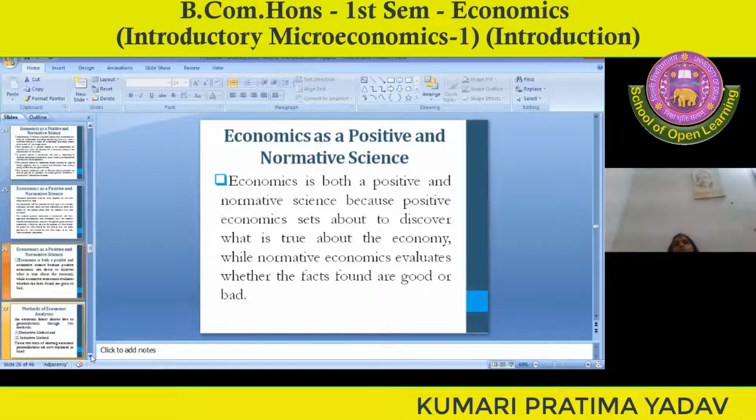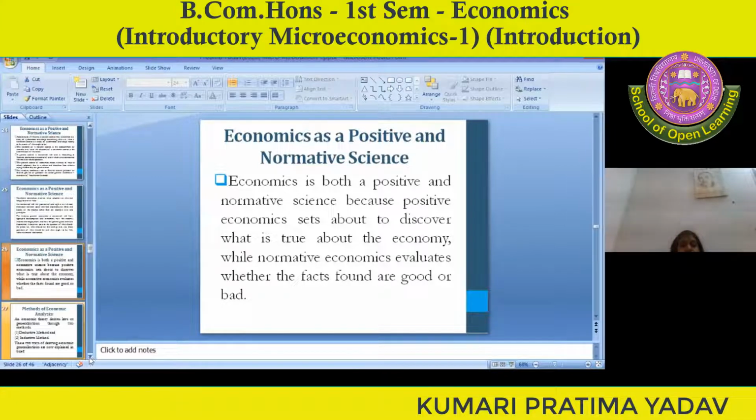Normative science, once you try to say, is the government's NREGA good or bad? Once you analyze the NREGA, the Mahatma Gandhi Rural Employment Yojana, and then you start talking about it, there is a lot of write-up in EPW and others, is it good or bad? So economics does both. Therefore, economics is a positive and normative science.